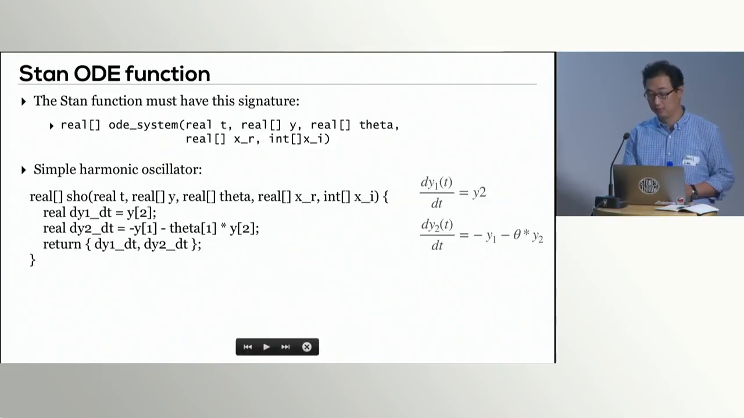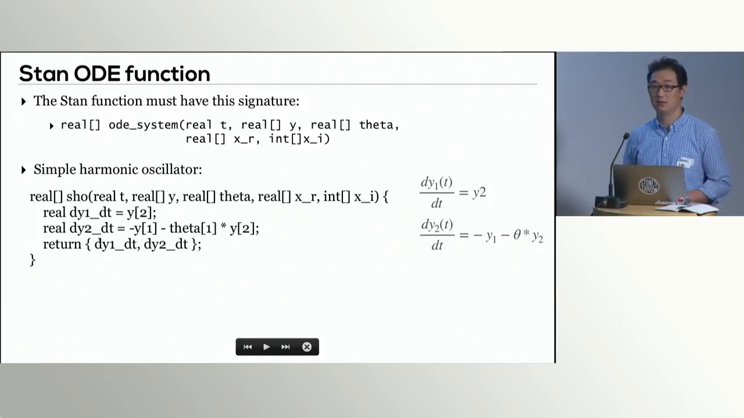So for this example, which is just what I outlined before, this is how I would write it. So here's a real array. There's a simple harmonic oscillator, the function named sho. There's t, the time, y, theta, xr, xi. So that always has to be there. dy1 dt is just y2, that expression there. dy2 dt is minus y1 minus theta of the first, since this is an array, I'm pulling out the first value and putting it there, times y2, right? And I'm returning the value of the derivatives of the two states at that time.